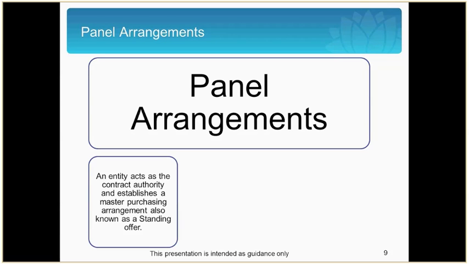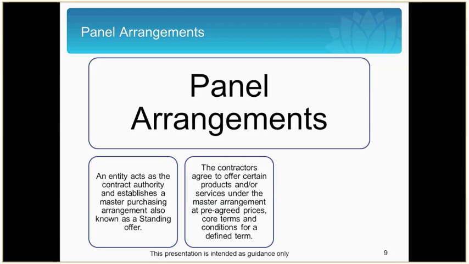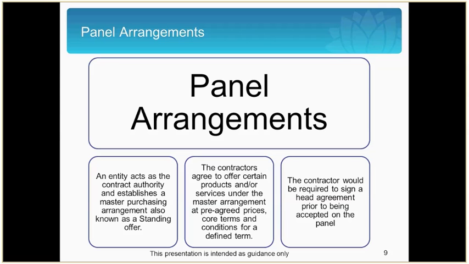Panel arrangements are where an entity acts as the contract authority and establishes a master purchasing arrangement or standing offer. The contractors agree to offer certain products and services under the master arrangement at pre-agreed prices with core terms and conditions for a defined term. The contractor would be required to sign a head agreement prior to being accepted on the panel. Non-panel arrangements do not require the use of a head agreement, and alternative procurement processes can be used.